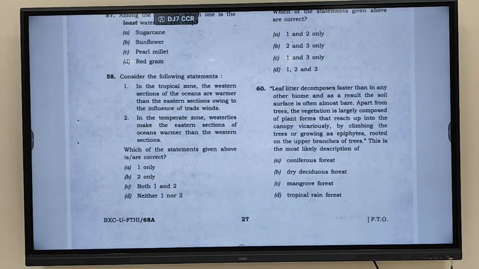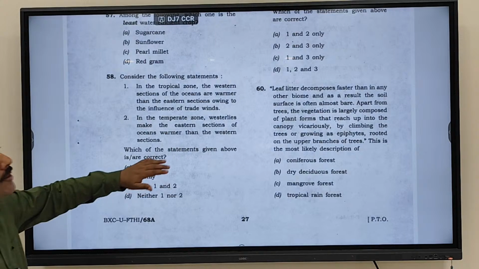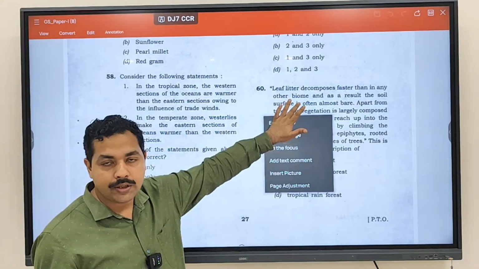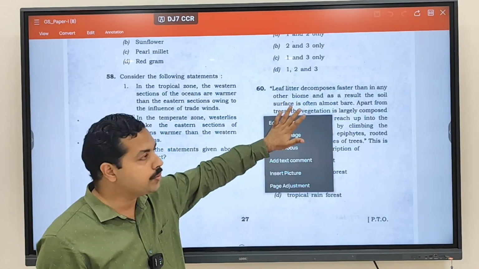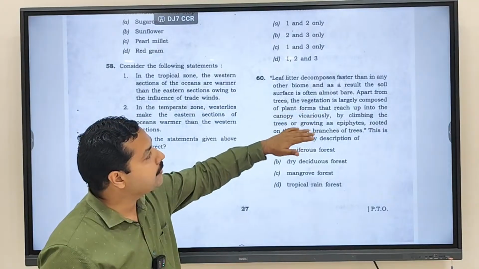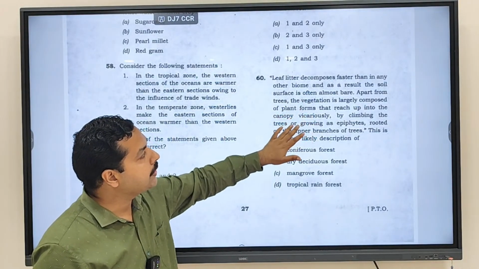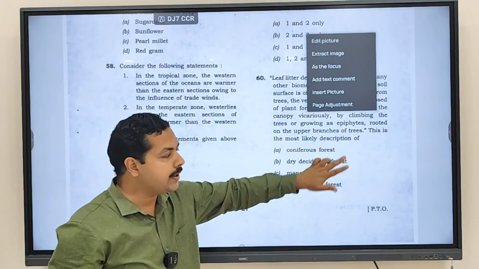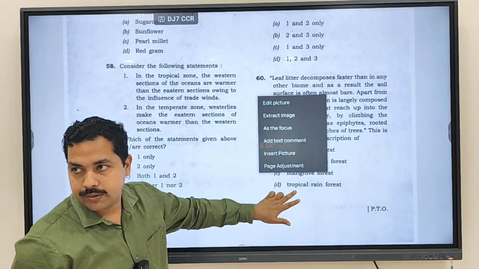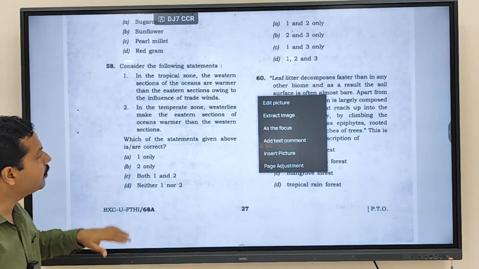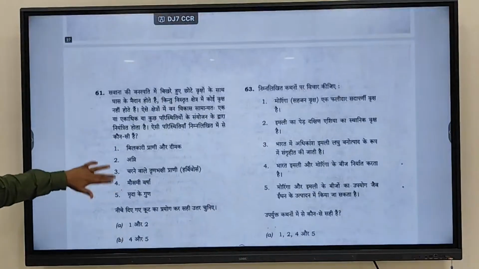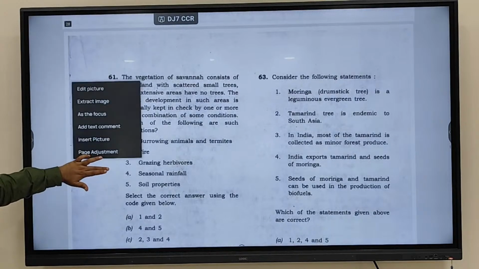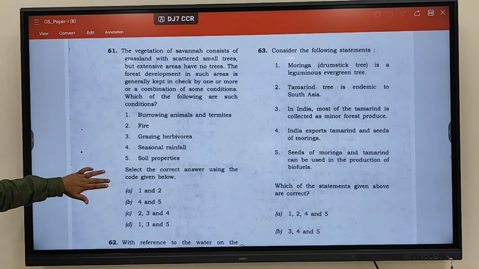Option D says leaf litter decomposes faster than in any other biome. We discussed microorganisms are more in the equatorial rainforest because of high temperature and humid conditions. Clear? Apart from trees, the vegetation is largely composed of plants that reach up to the canopy. We discussed which plant reaches up to that height, epiphytes. So this is a description of tropical rainforest type of climatic condition. So this is how the question has been asked. Then again you'll see another question here. Clear? Can you answer 61?